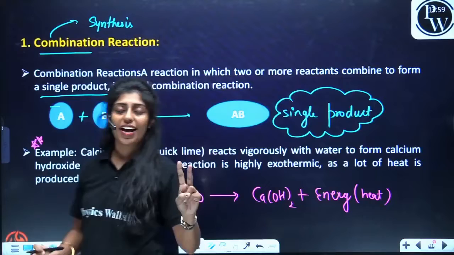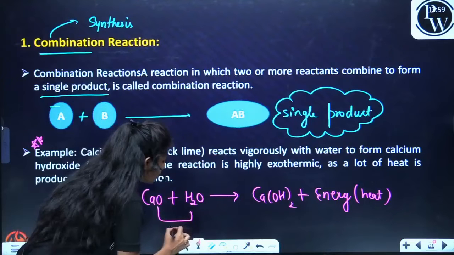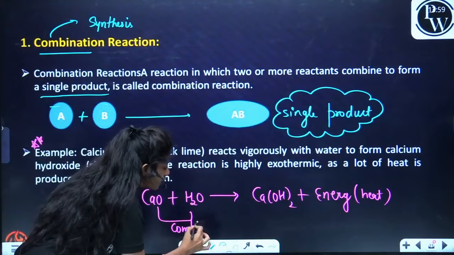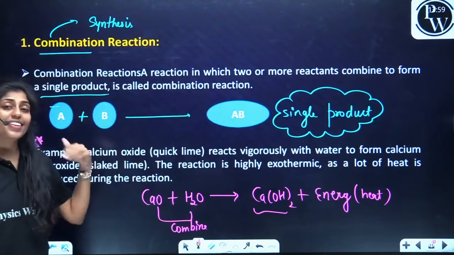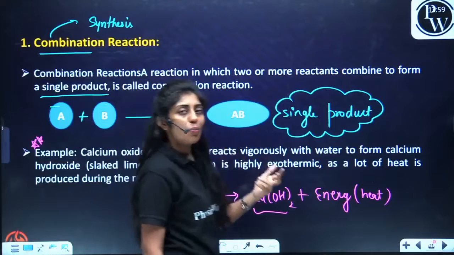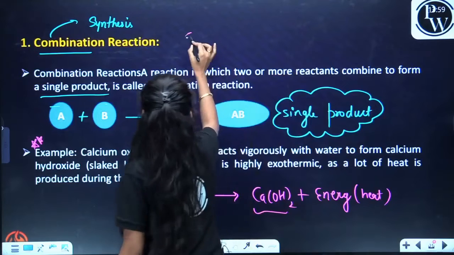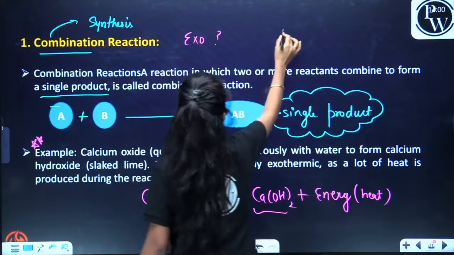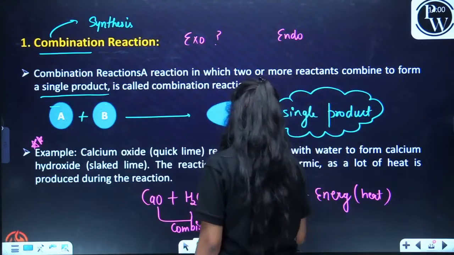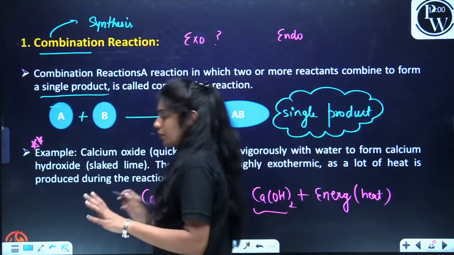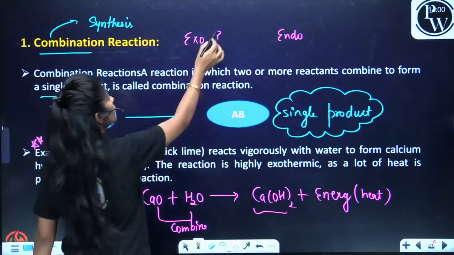You can say there are two reactants, no? Calcium oxide and water. My dear students, they are going to combine together in order to form a single product. So that is coming under the category of what? Combination reaction. So one more thing I would like to ask you, are combination reactions exothermic or endothermic? How to know this? What can be the easiest way to understand this? Tell me. So basically, combination reactions are exothermic.